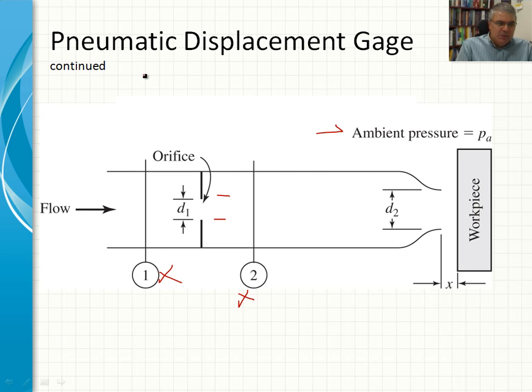There is an ambient pressure PA, and that would cause the flow of air through an orifice and a nozzle. Orifice has a diameter d1 and the nozzle has diameter d2. The measurements that are made are at point 1 and 2, and the workpiece would be a small distance x away from the end of the nozzle of the gauge.